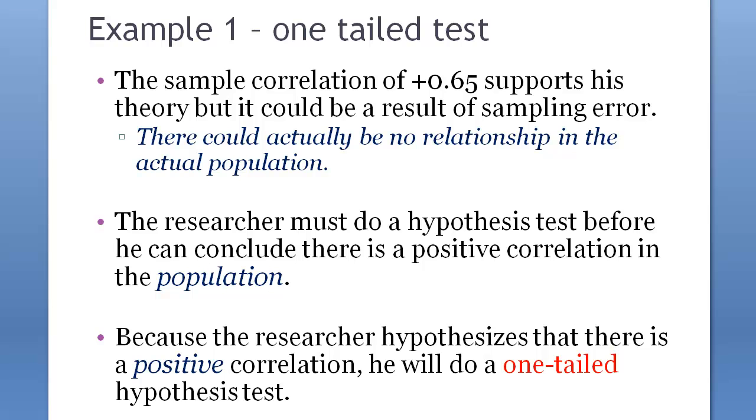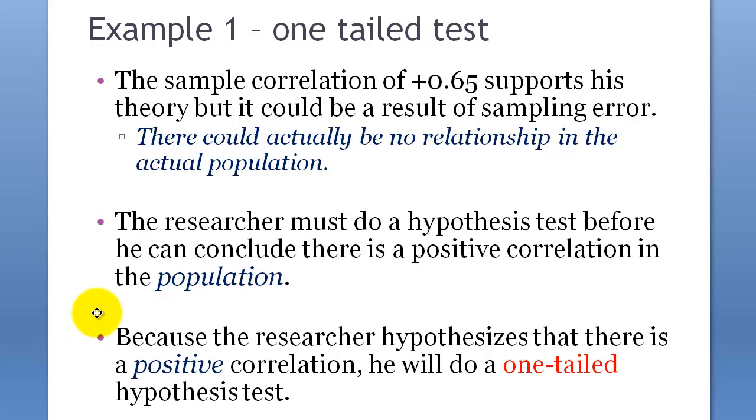The sample correlation of 0.65 supports his theory, but it could be a result of sampling error. There could actually be no relationship in the actual population. So the researcher must do a hypothesis test before he can conclude there is a positive correlation in the population, instead of it having happened due to sampling error. If the chance of this happening as a sampling error is so small, in other words, if it falls within a critical region, then we can be sure that there was a correlation.